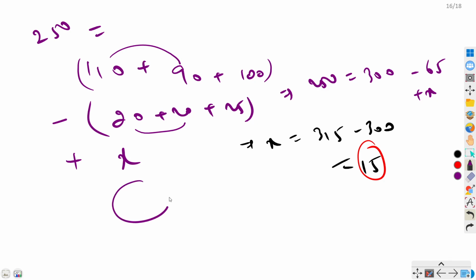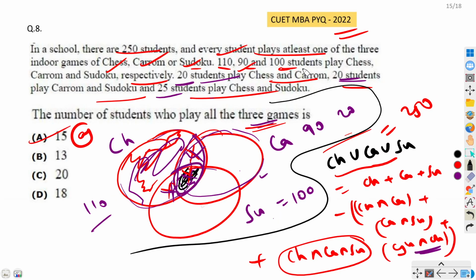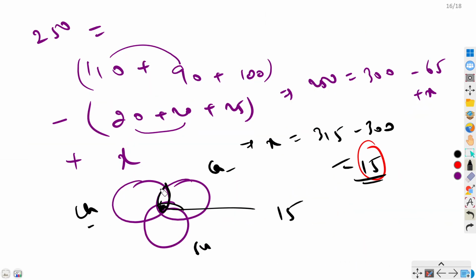Okay, here we can draw chess, carom, Sudoku. Now we know that this portion, the one common to all three, is 15, right? We found 15. Now for this portion, chess and carom: what is the common between chess and carom? Chess and carom is 20. So if this whole is 20 and 15 is already gone, this would be 5, right?